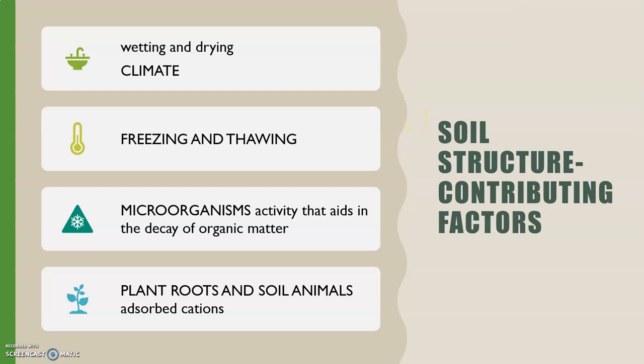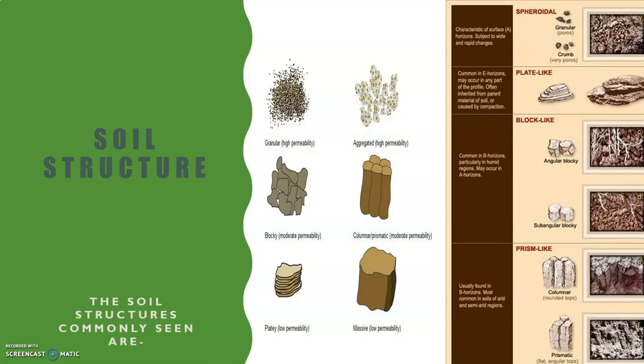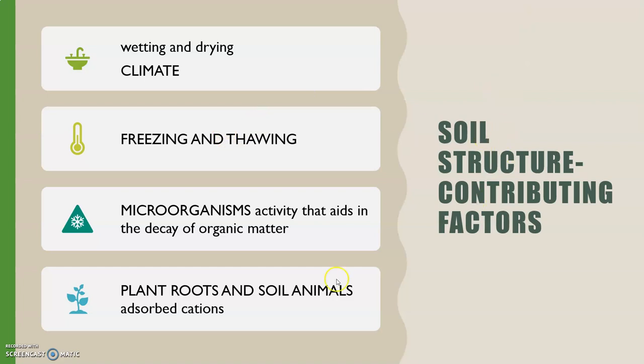Alright, soil structure contributing factors. Why do we have so much variance in soil structure? The soil texture only contains sand, silt, and clay, so although the structure is different, in terms of texture the composition will be the same. Only these 3 things. So why do we have so many structures? Because of climate, changes in climate, wetting and drying seasons.